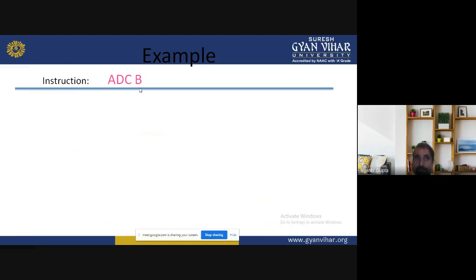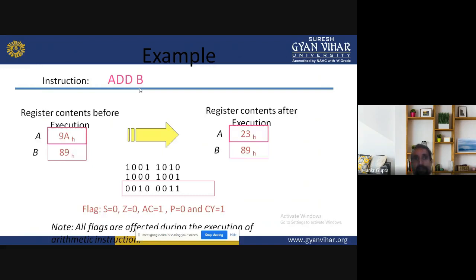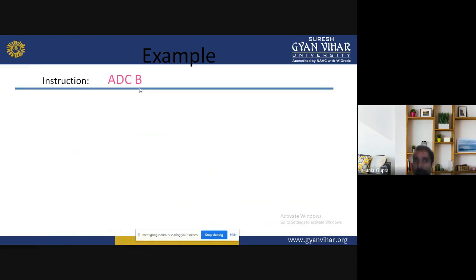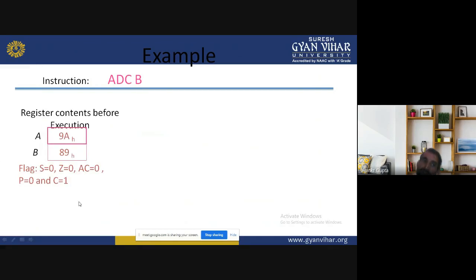ADC B. In the previous example we had ADD B, but here ADC B means add with carry. In the previous example we did not include the carry; we did not bother about the previous flag, but in this instruction we do bother about the previous flag.